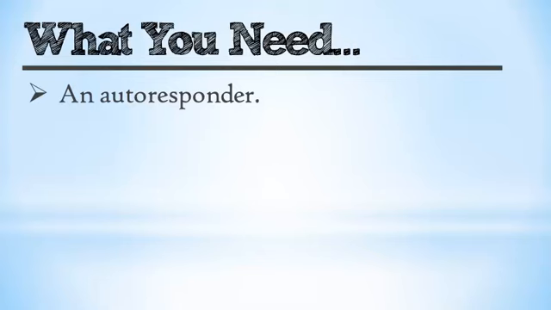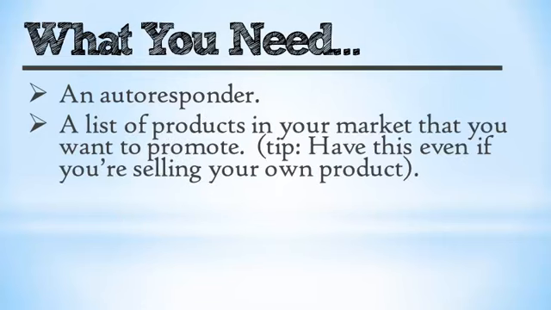But the second thing you need, there's two little tiny pieces of homework you have to do here. The first thing you need is a list of products in your market that you want to promote. Now this is key. Go to Google, type in the main keyword of your niche. So if you're in the kayaking niche, type kayaking affiliate program and see what comes up. You'll get a ton of different products, kayaking videos, all that stuff, all of which have affiliate programs. So start going through those and pick out a nice big fat list of products that you think are good that you want to promote.